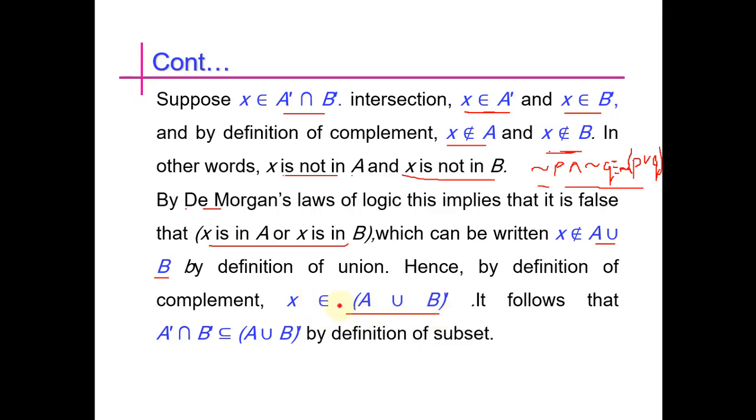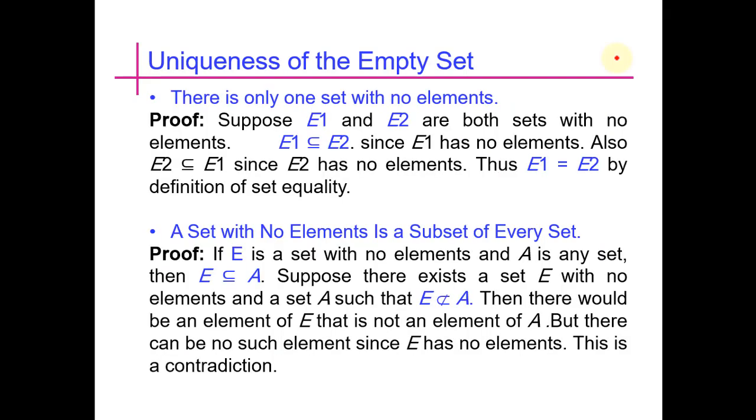So by using the definition of complement, x belongs to (A union B) complement. It follows that A complement intersection B complement is now a subset of (A union B) complement. So we have shown that the left hand side is a subset of the right hand side and the right hand side is also a subset of the left hand side. So the equality holds. Now we see the uniqueness of the empty set.